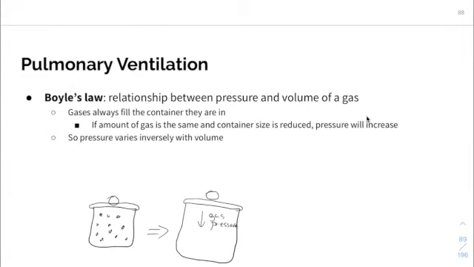And the same thing is true if you go the opposite direction. We have this larger container. If we were to go to a smaller container with the same amount of gas in there, the pressure is going to increase. So these different pressure changes are what cause us to breathe.